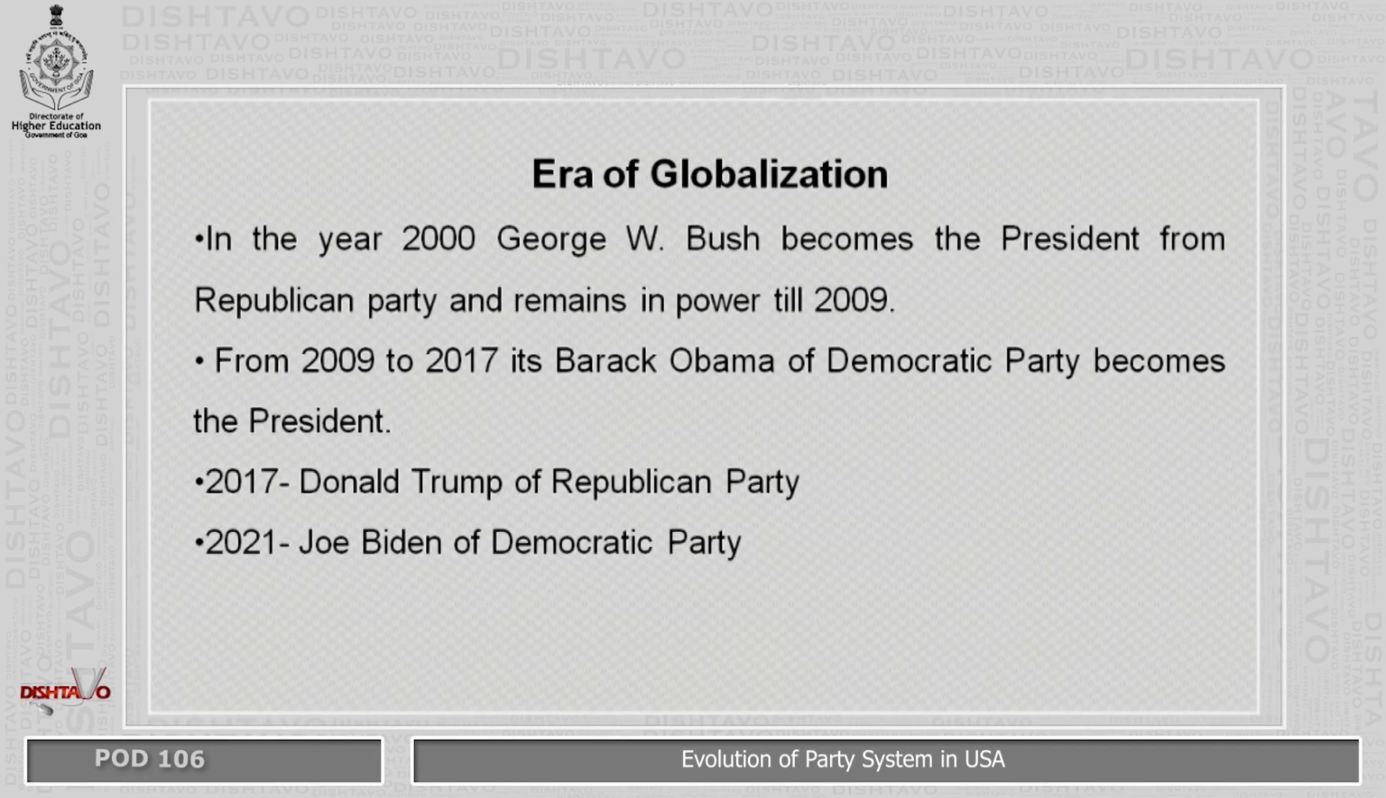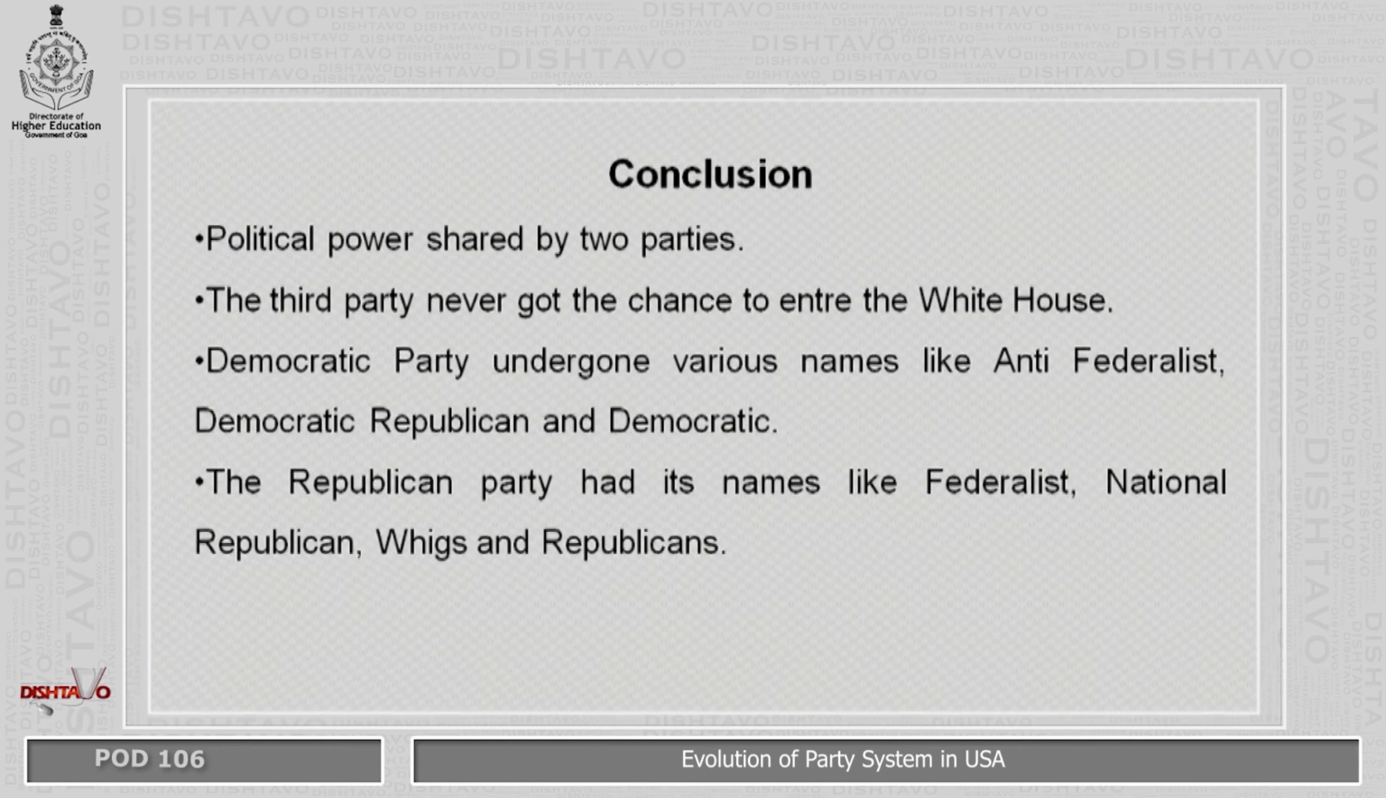And then in 2021, we have Joe Biden of the Democratic Party, who becomes one of the most senior, the most aged president of America. So now it is upon the choices of Americans that they have always preferred either the Democrats or the Republicans. And if you want to conclude on this basis, political power is shared by 2 parties in America. So the third party never got a chance to enter the White House. Till date, they have not.